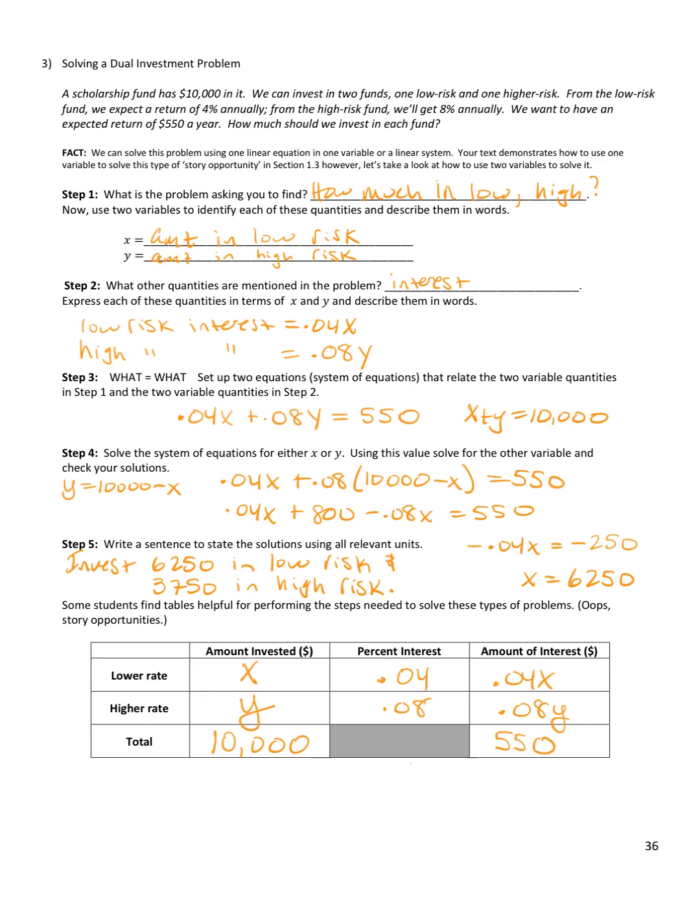And then we get our equations from column 1, x plus y equals 10,000. And column 2, 0.04x plus 0.08y equals 550.